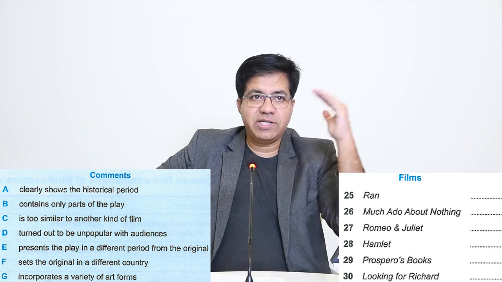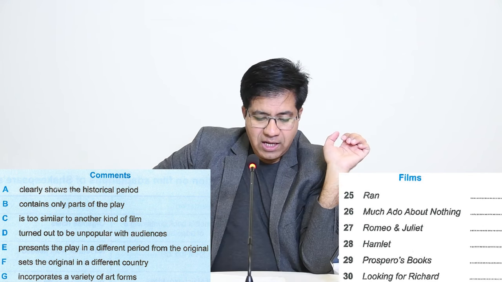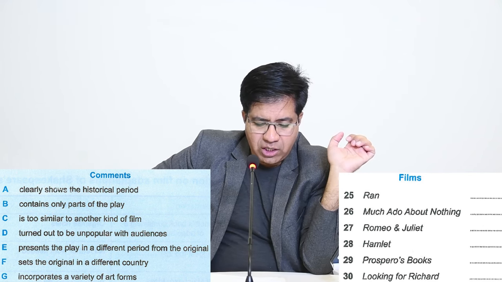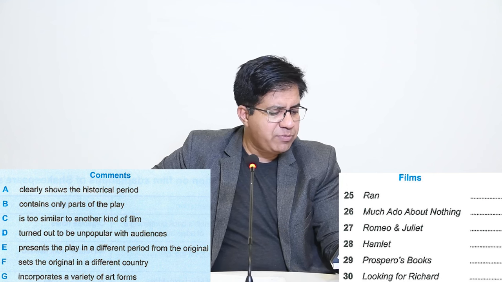Okay, 16th century Japan instead of 16th century Britain. So the century is the same. Question number 26, Much Ado About Nothing. Let's see what they say about it. And these are the names of the movies.